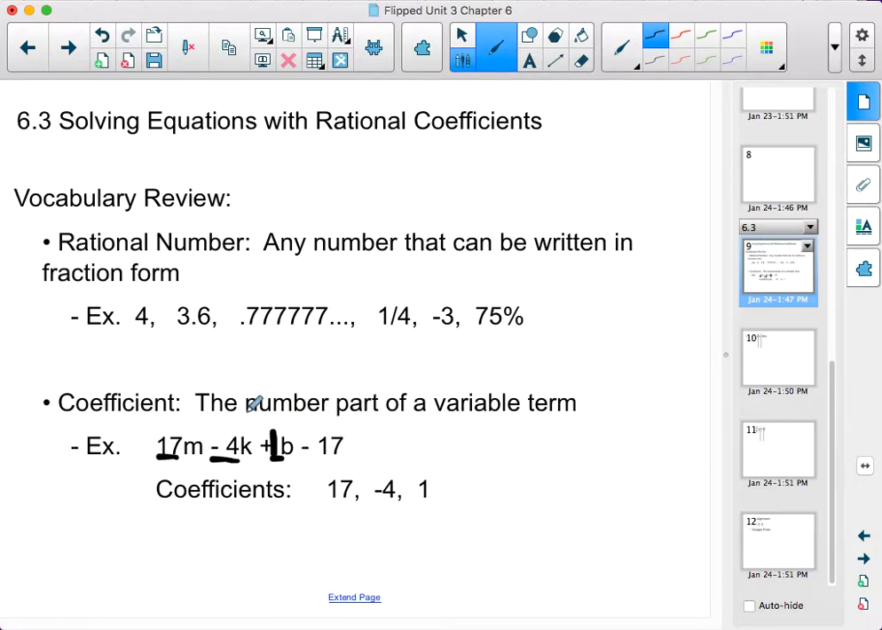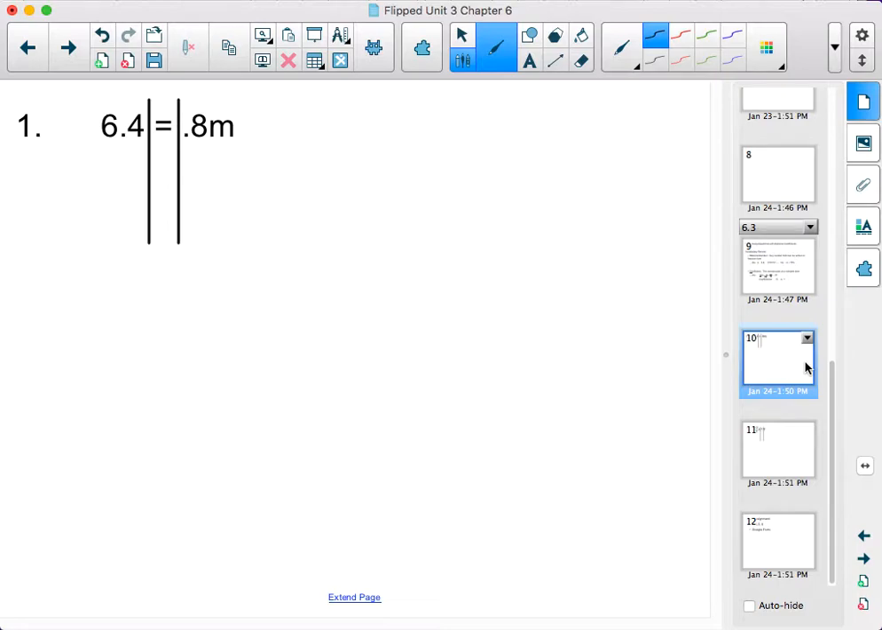A coefficient has to work with a variable. Remember, co means to work together with something. If you remember from Chapter 5, this negative 17 is something called a constant because it doesn't have any variables. Let's take a look at a practice problem.